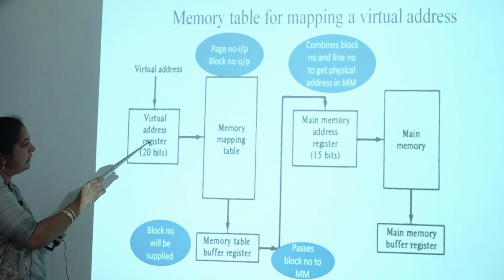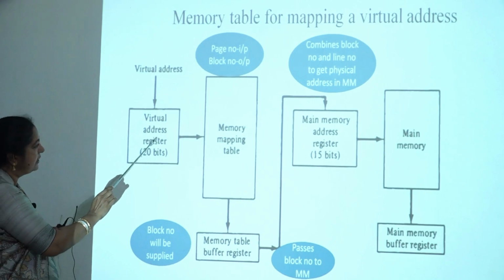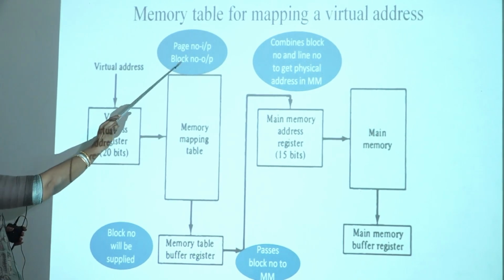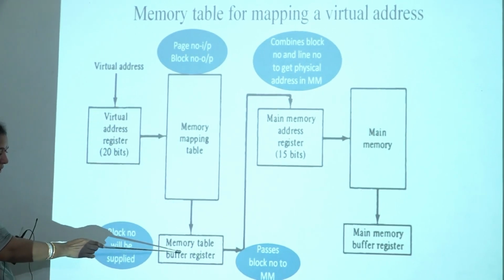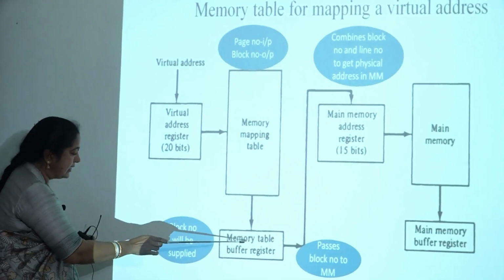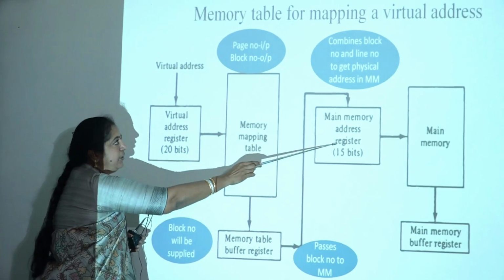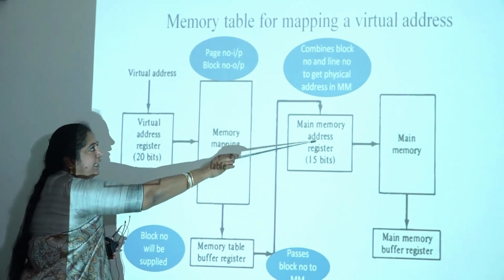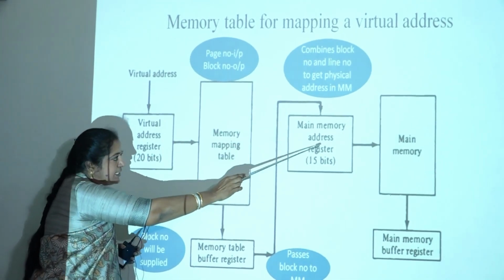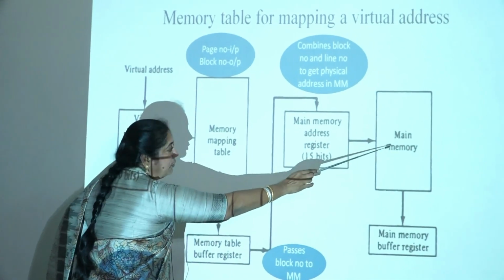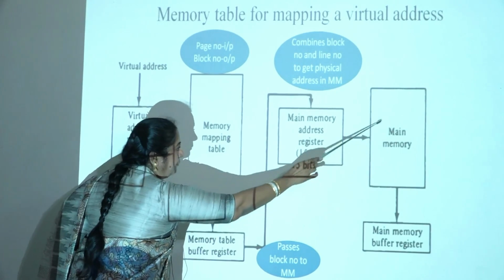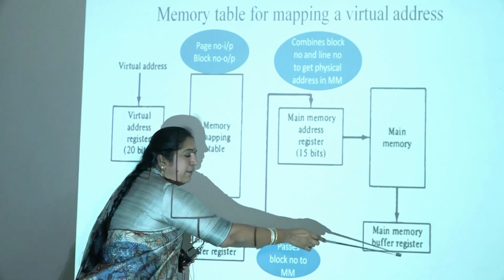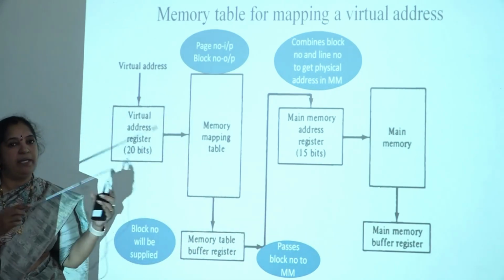So the virtual address is given to the virtual address register. The virtual address register gives the page number to the memory mapping table. Here it takes the corresponding block number, and the block number is given to the memory table buffer register, and this buffer register passes it on to the main memory. In the main memory address register it combines block number and line number to get the physical address, and that physical address is given as input to the main memory. The data in that physical location is sent to the main memory buffer register, and from here the CPU will be accessing it.